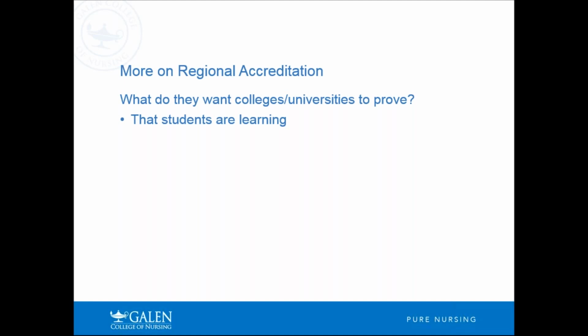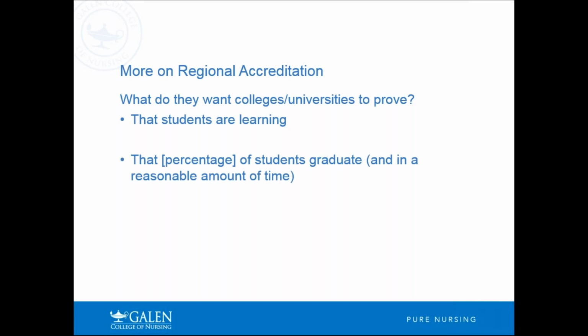Regional accreditors generally want colleges and universities to prove a couple of different kinds of things. One, that students are learning. In all fairness, this is something they've really only recently asked colleges and universities to do.